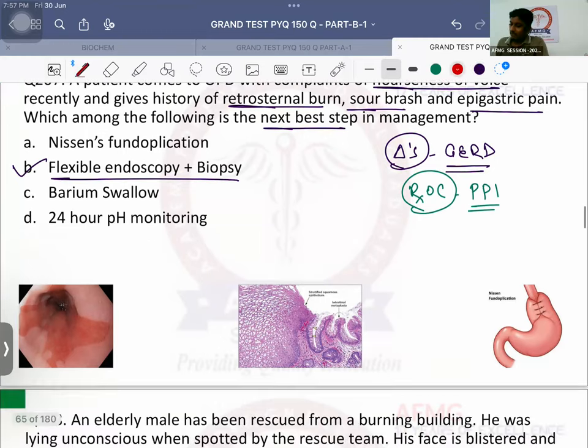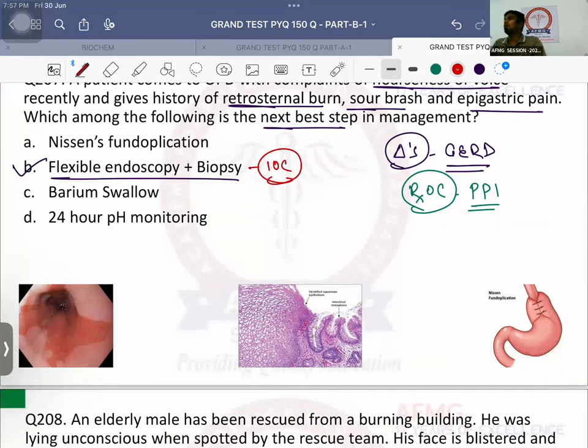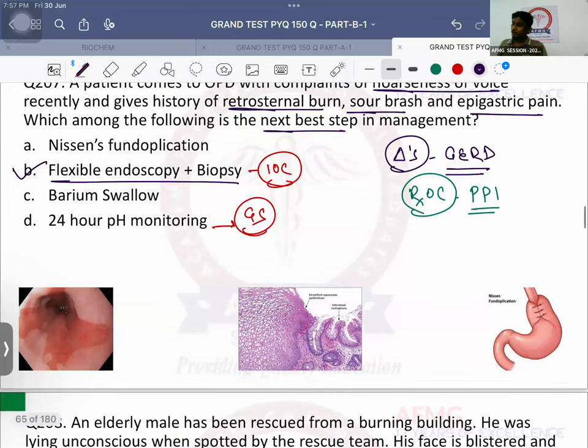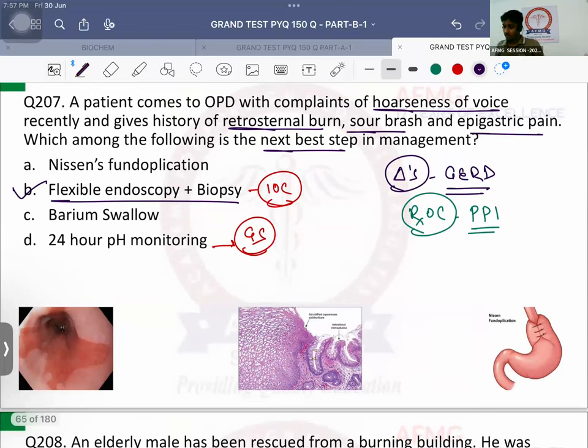Please remember, investigation of choice, what have I written for you? Upper GI endoscopy. If on upper GI endoscopy nothing is seen, then the gold standard investigation is the 24-hour pH monitoring. Okay, 24-hour pH monitoring is the gold standard investigation. What do I mean by gold standard? Done in every patient? No. Only limited to those patients in whom the investigation of choice fails. That's important. Okay?